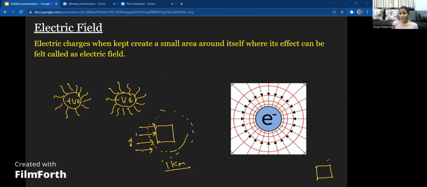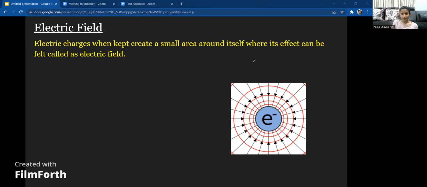Why? Because the effect created by this magnet ends here, which means it has one particular area surrounding it, only in that particular area the effect can be felt, but as we move far it cannot be felt. So that area surrounding that particular charge is called the electric field. Fine. So next.